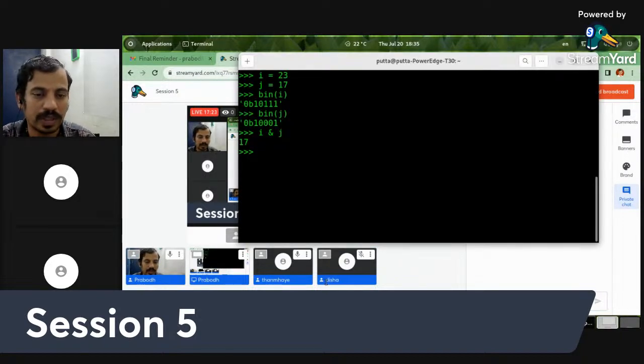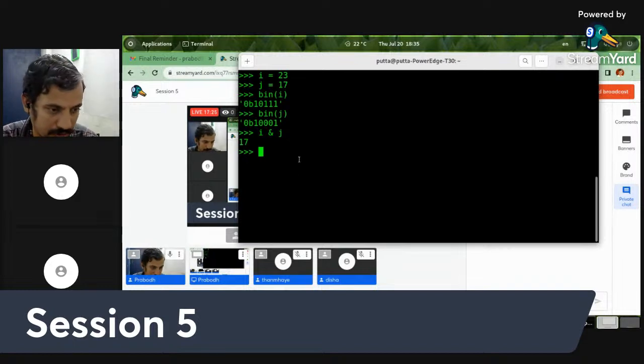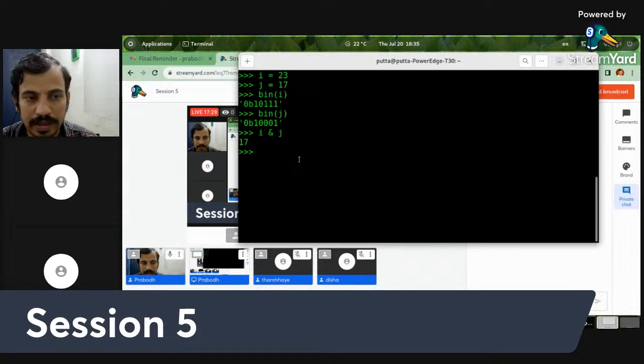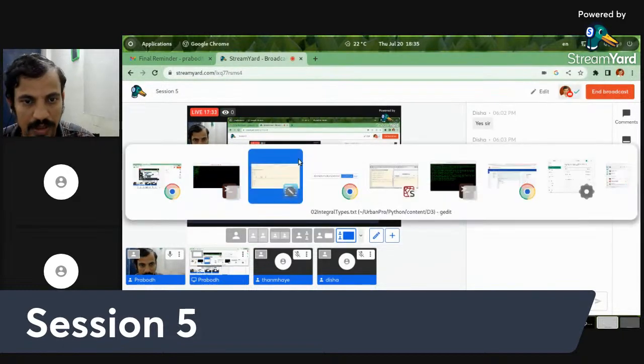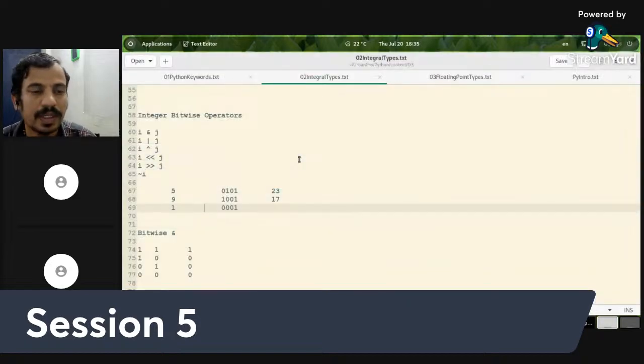Okay, so this is how the bitwise AND operation works. This is typically used when we work with hardware circuits. Later we will have a look at things where we need to test whether a particular switch is on or something like that. In such cases, we use such bitwise operations.